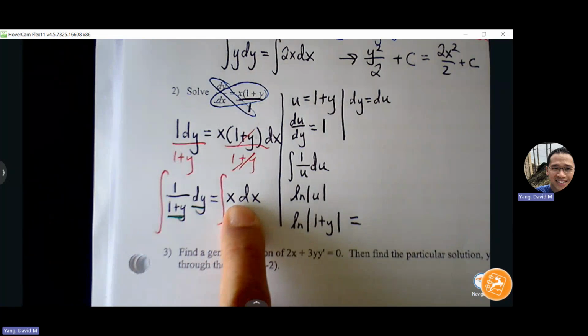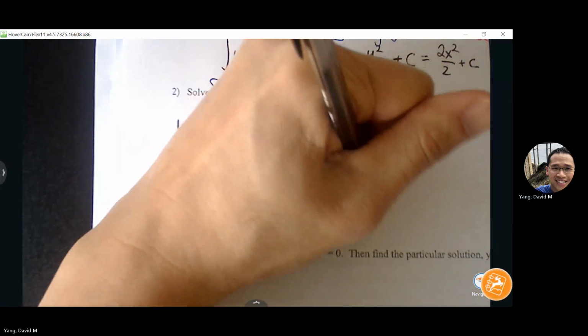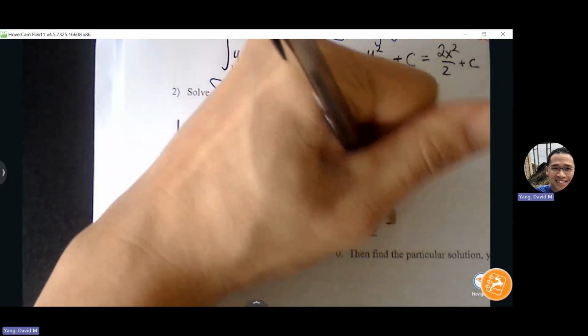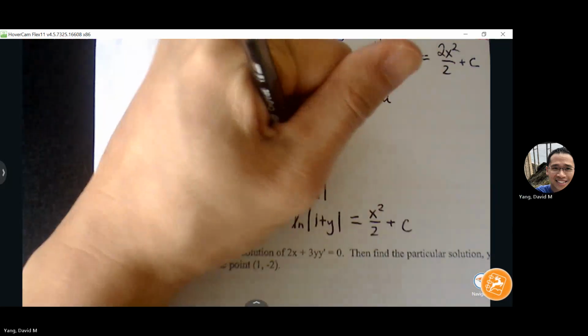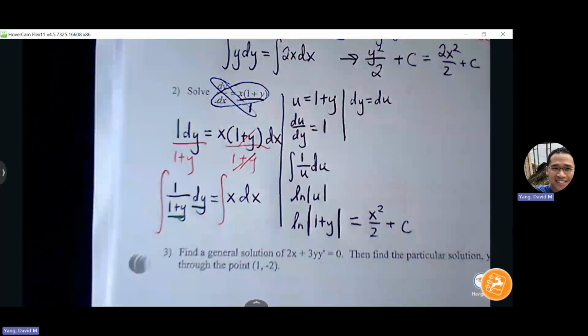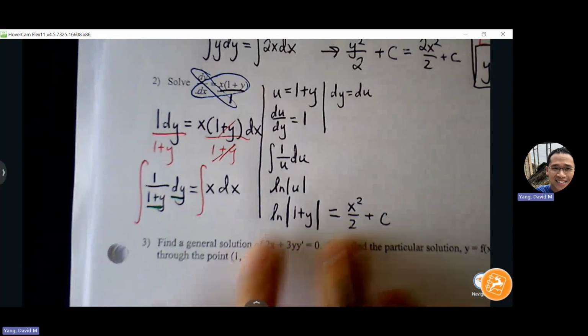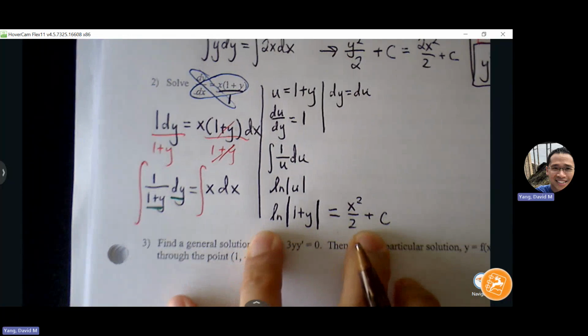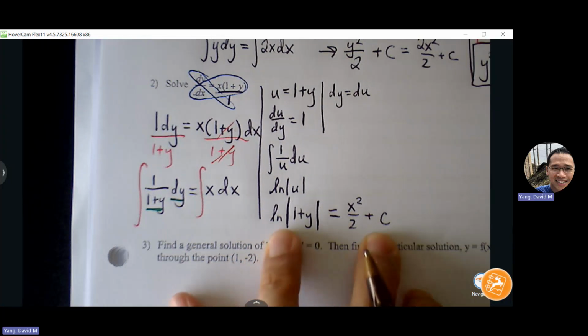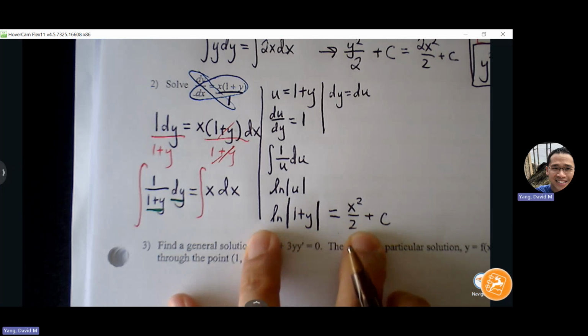Okay, x becomes x squared over 2, plus c. Okay, so technically we're at the function level. This is considered some variation of the answer. We have technically solved the differential equation.